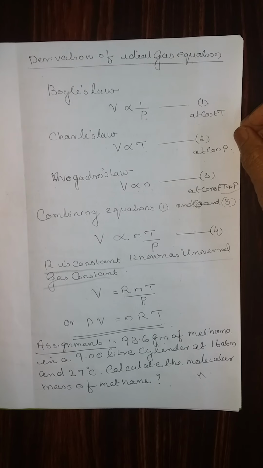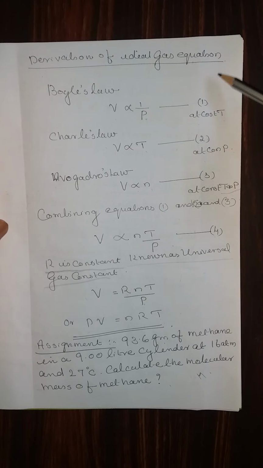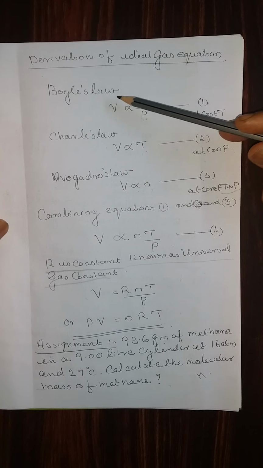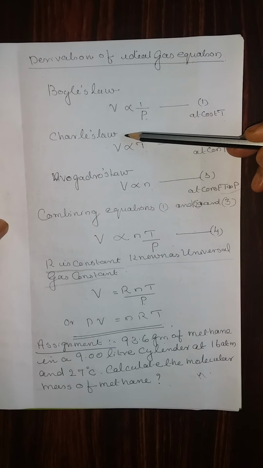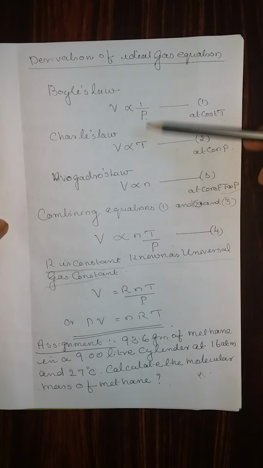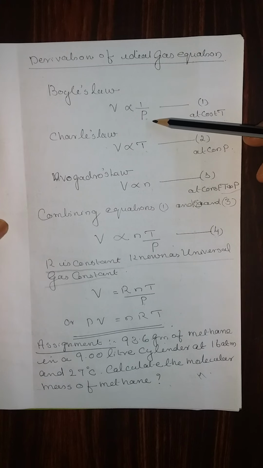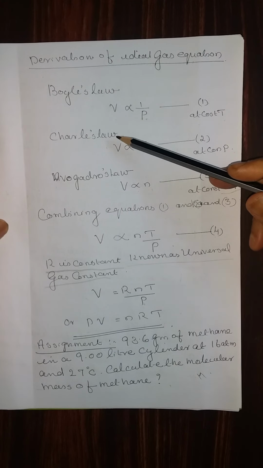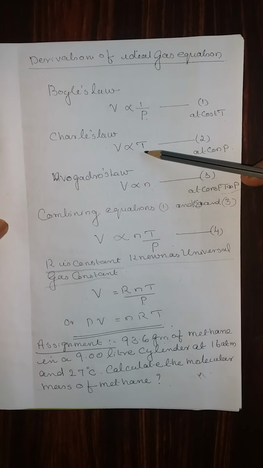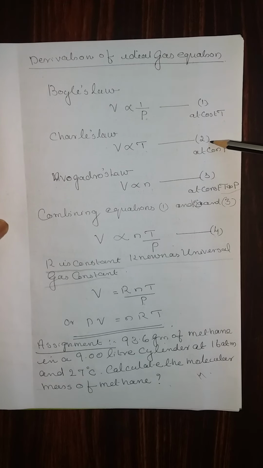Let us derive the ideal gas equation. By using Boyle's law, Charles' law and Avogadro's law, we can derive the ideal gas equation. Boyle's law: volume is inversely proportional to pressure at constant temperature. Equation number 1. Charles' law: volume is directly proportional to temperature at constant pressure. Equation number 2.